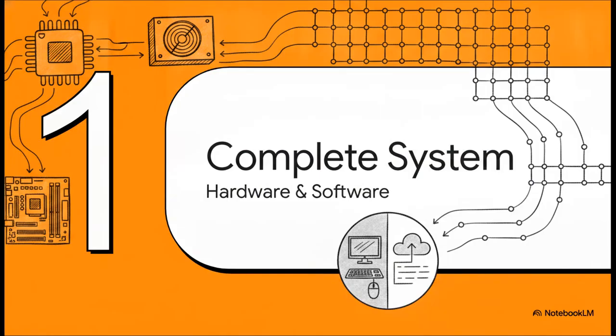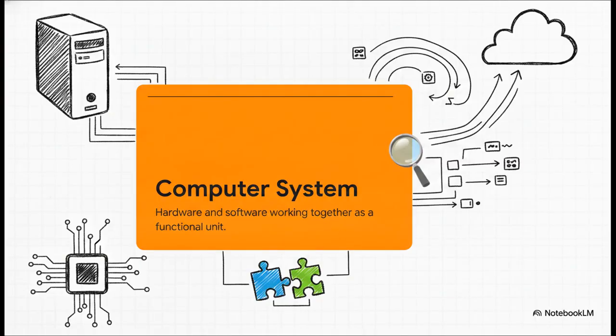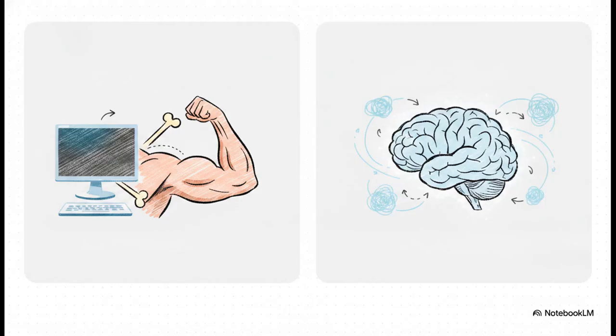All right, Section 1. The complete computer system. At its core, a computer system is just a functional unit made up of hardware and software working together. It's really the perfect marriage of two totally distinct elements. Honestly, you simply can't have one without the other to get anything meaningful done. Think of it kind of like a human being. On one side, you've got hardware. Those are the physical, tangible components, like our muscles, bones, and nerves. On the flip side, software is the set of instructions. It's basically our mind and our thoughts. One gives us the physical structure and capability, while the other gives us purpose and direction.